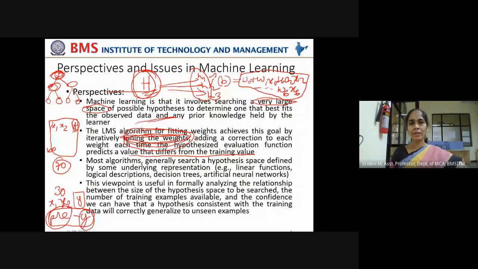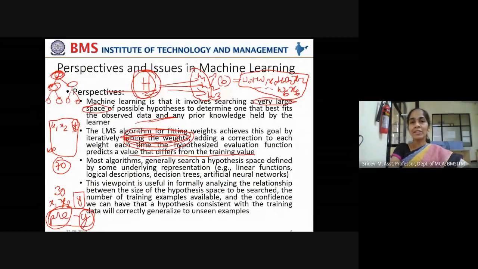What you understood from this? Underlying structure or underlying representation, if it is differing, may it be a linear equation or a decision tree or an artificial neural network. Based on that, this search space will be defined. This hypothesis space will be defined.